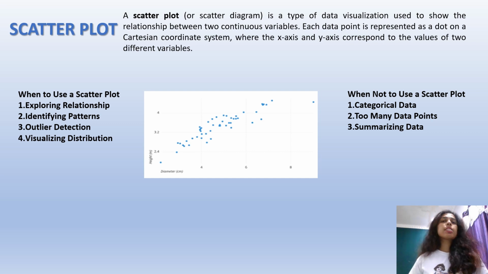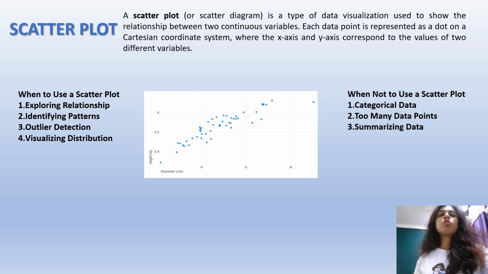If the dataset is extremely large, the scatter plot may become overcrowded, making it hard to read individual points. In such cases, consider using a density plot. Scatter plots are not designed to show totals, averages, or distributions for categories. A box plot or histogram would be better for these purposes.